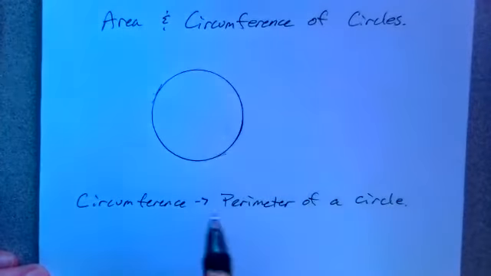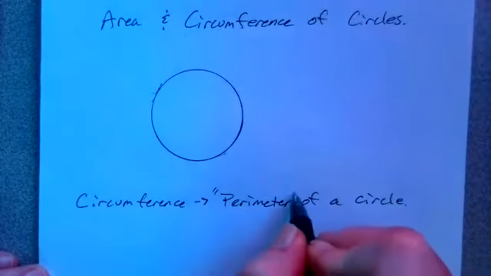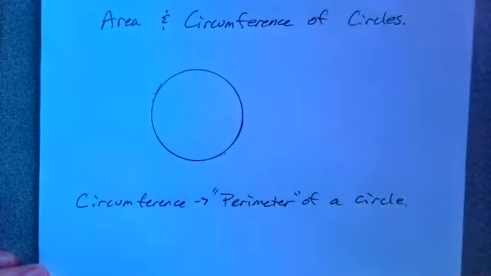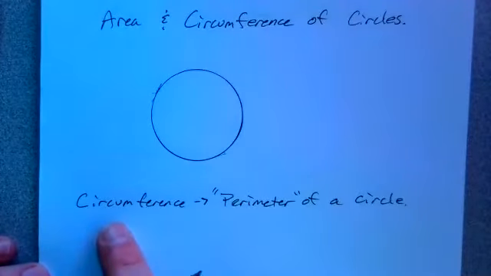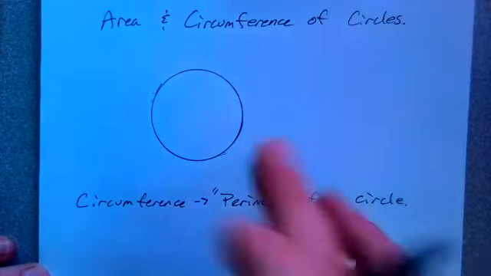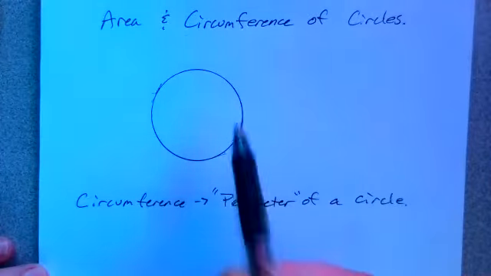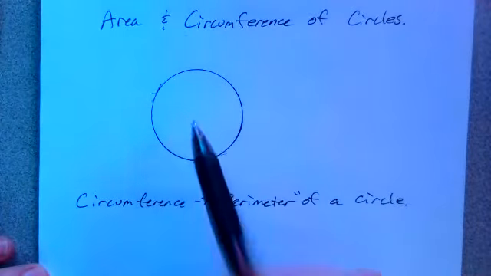I'm saying the word perimeter really loosely here, because mathematically speaking, it's not technically accurate to say that. So circumference is really the distance around the edge of a circle. All right, and the area is just the same as what you think it is. It's the space taken up inside of that shape.